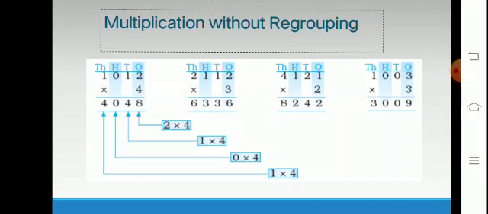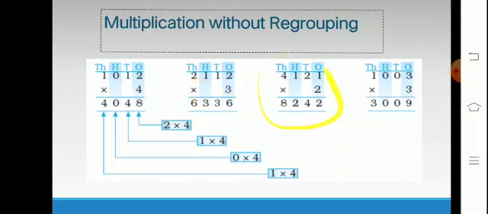There is another example. 2112 multiplying with 3. Start from the very first place, which is ones place. Multiply 3 with 2, we will get 6. Write 6 at ones place. 3 multiplied by 1, it's 3. Write it at tens place. 3 multiplied by 1, it's 3. Write it at hundreds place. 3 multiplied by 2, it's 6. Write it at thousands place.